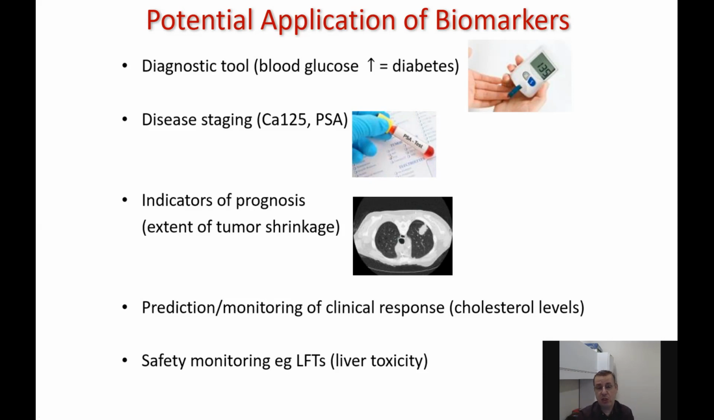Biomarkers in medicine are seen everywhere. Just about anything that can be measured in a patient can be used as a biomarker. We see them as diagnostic tools, such as measurement of blood glucose in patients with diabetes, disease staging, such as cancer markers, and even imaging can indicate prognosis, such as the extent of tumor shrinkage after administration of chemotherapy.